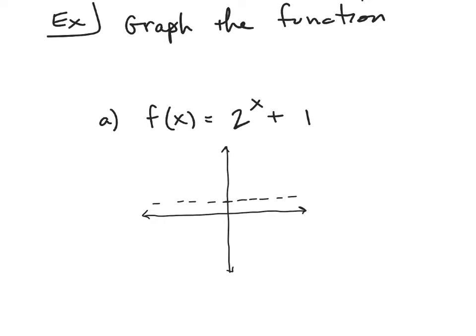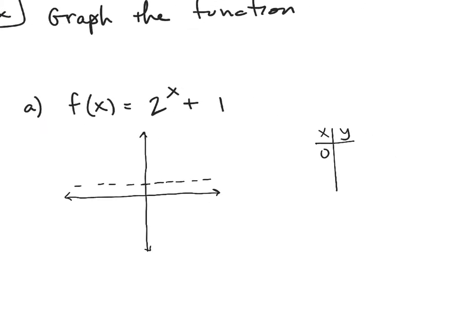Now step 2 is to graph the y-intercept. So the y-intercept, I'm going to make a table of values here. The y-intercept we find by letting x equal 0. So if we plug a 0 in for x, we get 2 to the power of 0 plus 1. Now, anything to the power of 0 is 1. So 2 to the 0 is 1. 1 plus 1 is 2. So (0, 2) is our y-intercept.